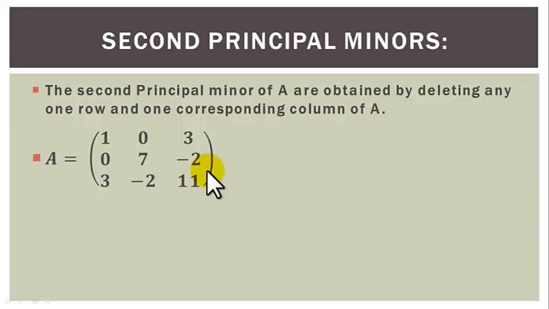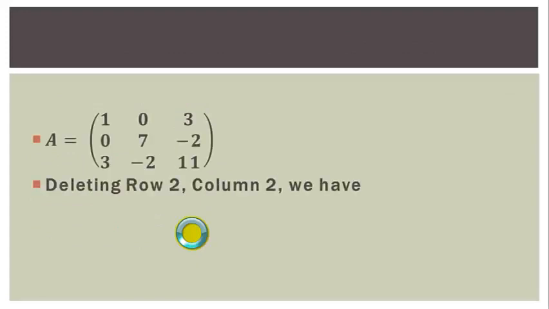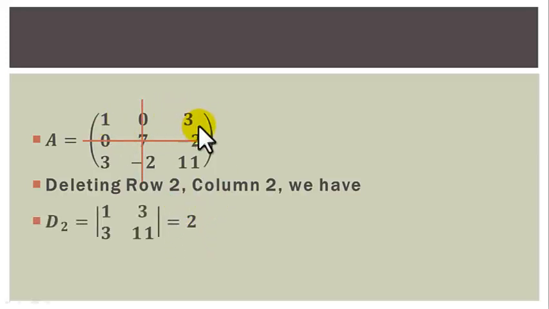This is our given matrix A. So let us delete row 1 and column 1. Deleting row 1 and column 1, we are left with this submatrix. So that will give us D2, the determinant of that submatrix, which is equal to 73. Again, if we delete row 2 and column 2, this is row 2, column 2, we are left with D2 equals the determinant of the submatrix 1, 3, 3, 11, and that will give us 2.